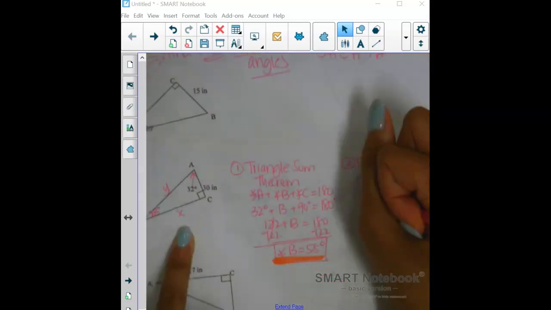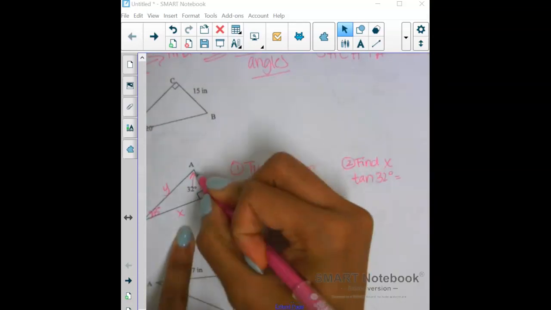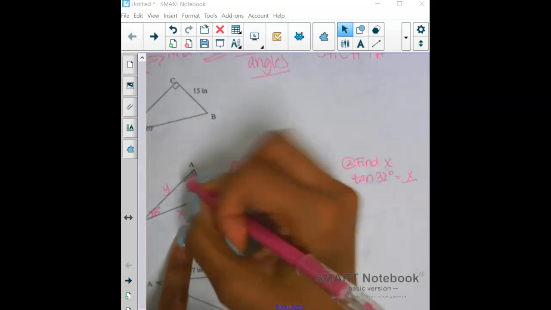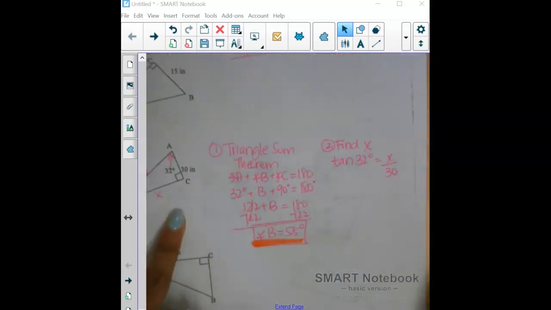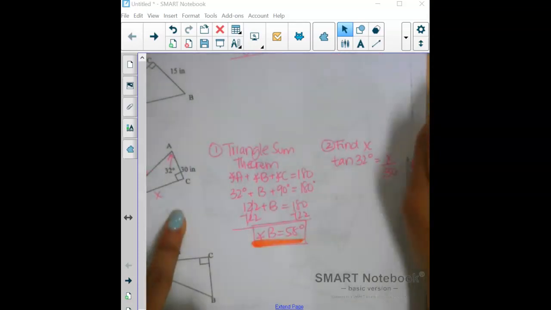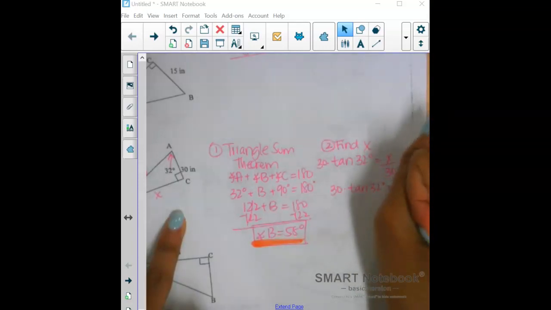Tangent. Let's use tangent. So to find x, we're going to use tangent of 32 degrees, and that's going to equal the opposite side over the adjacent side, which is 30. This is what you're solving. So we're going to multiply 30 on each side. So we're going to have 30 times the tangent of 32 degrees is going to equal x.